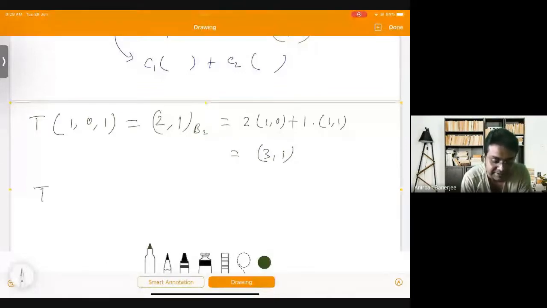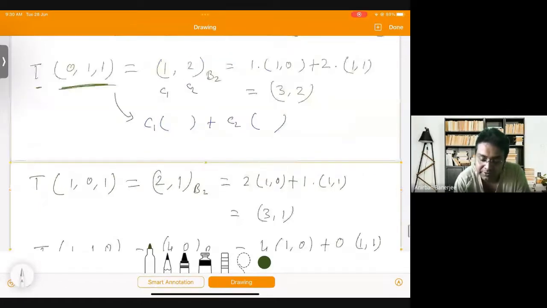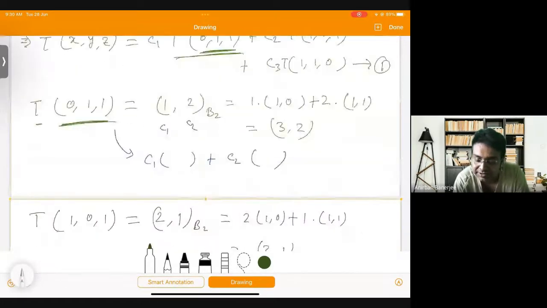We do similarly the next one, and this we get (4, 0), but with respect to B2, that means 4 into (1, 0) plus 0 into (1, 1), and that is again (4, 0). So whatever we get here, this is with respect to the standard basis.